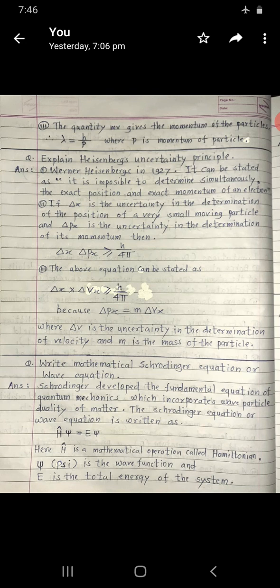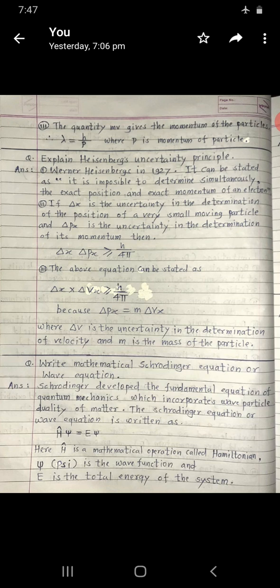So lambda is equal to h upon p, where p is known as momentum of the particle, that is mv. Okay, so this is de Broglie's equation: lambda is equal to h upon p, where p is the momentum of the particle.